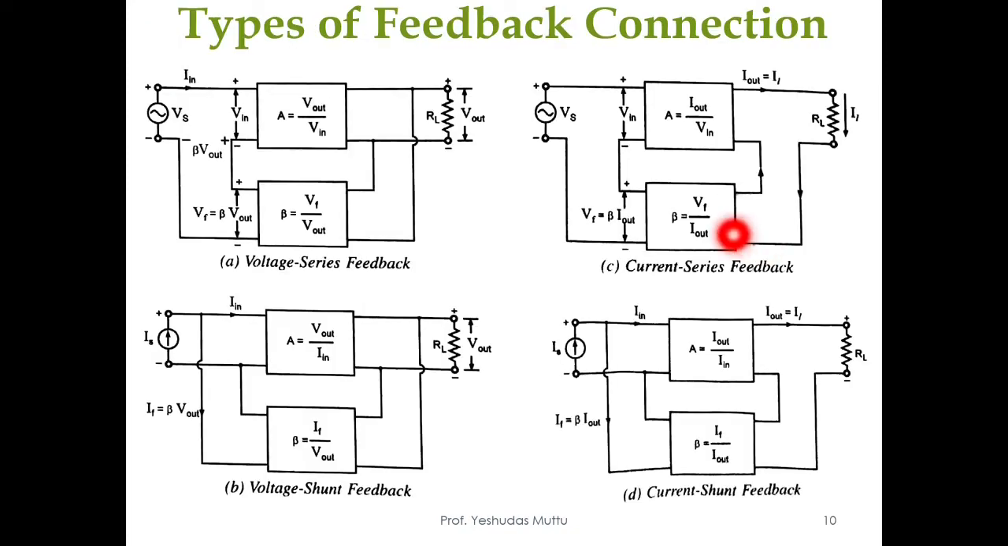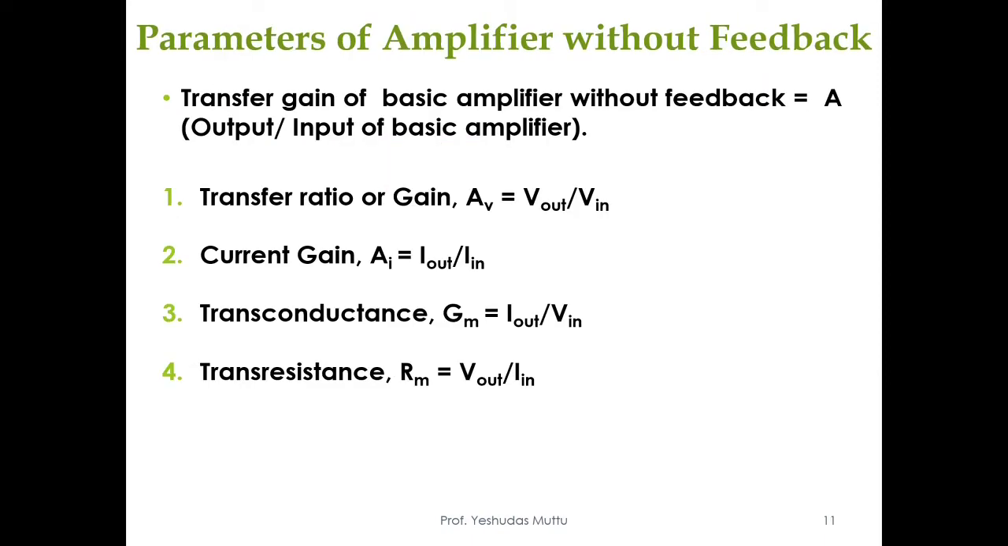See, this is the amplifier. Let us consider this particular example. This is the amplifier, don't consider this part. This is with feedback. Only this is my amplifier without feedback. So without feedback, what is the input to this? It is V in. What is the output of this? It is V out. That is the reason you have gain as V out by V in.